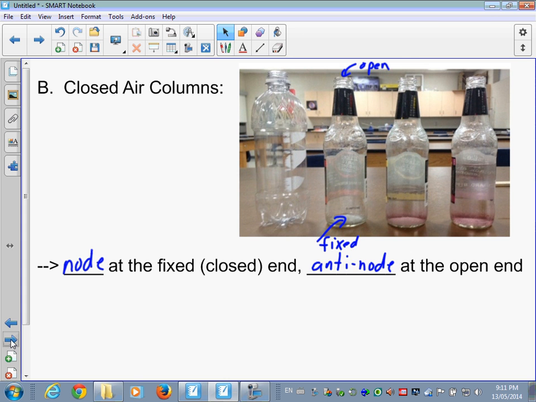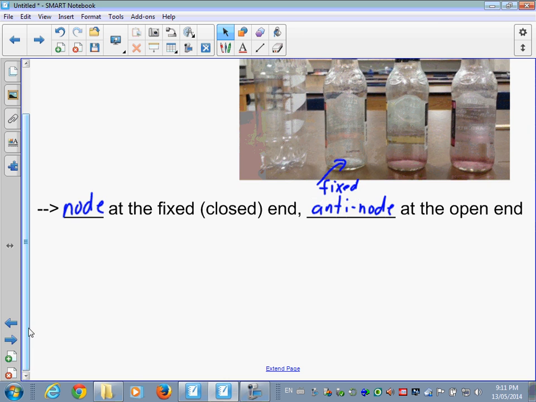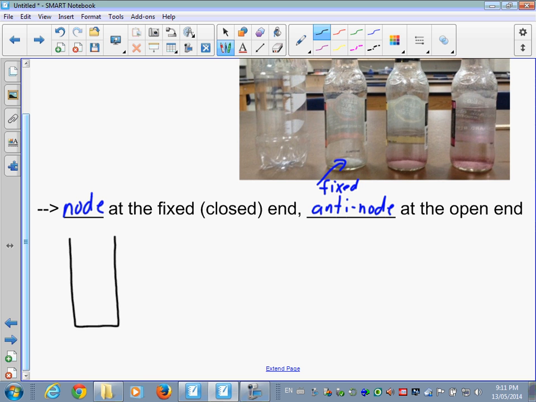So let's see what this looks like. I'm going to draw these vertical rather than horizontal. It really doesn't matter. So there's my column. That's my closed air column. You see it's open at the top and closed at the bottom. So again, let me just draw the standing wave. So there's my standing wave.